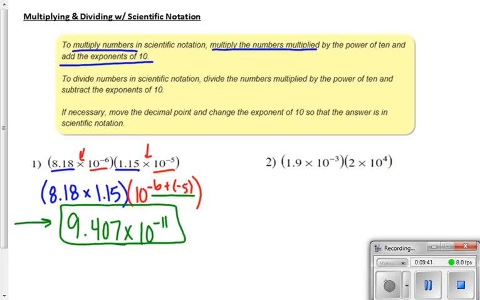Why don't you try to set up example 2 pretty similar to example 1? So go ahead and take these 2 numbers and multiply them together first, and then try with your exponents and check back in here in a second.